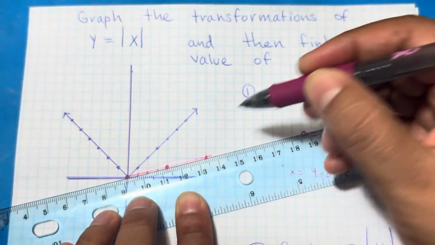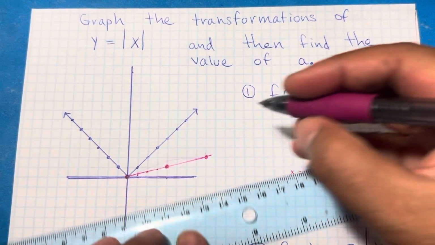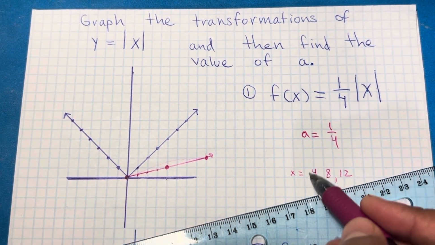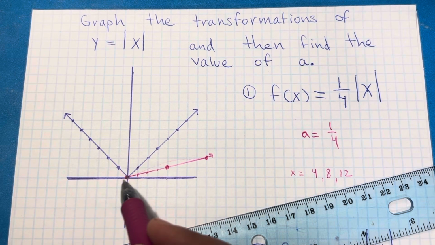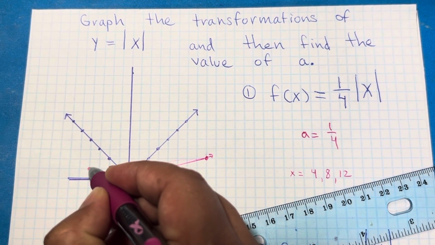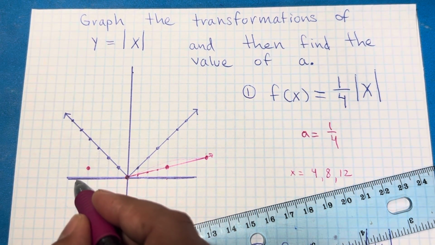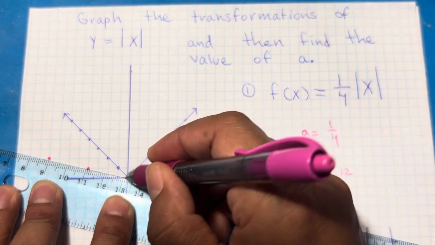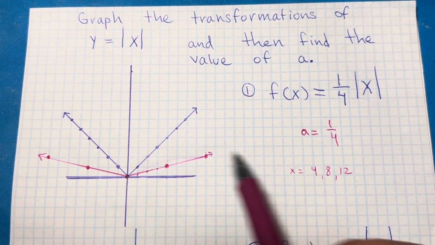Now we have to do the other one. Oops, and I'm running out of ink. On the other side, again, we get the same, but it's now the negative. So negative 4, and we know that it's going to be 1. Negative 8, and we know that it's going to be 2. Now can we connect? And that's how our new graph will look.